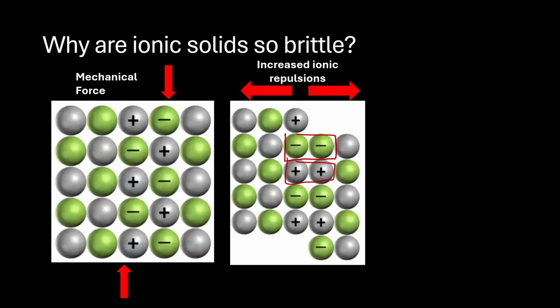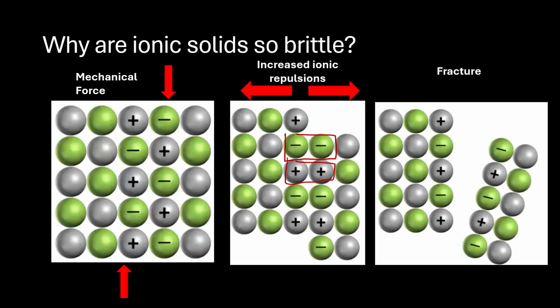And so there's an increased ionic repulsion, and this repulsion ends up being a fracture. And so that's what causes ionic solids to be so brittle. It's because in the particulate structure, the like charges don't like to be next to each other, and so they fall apart. And so ionic solids are going to be brittle.